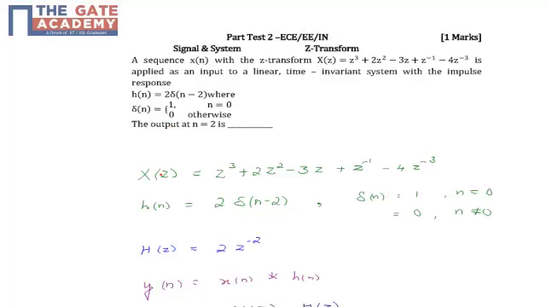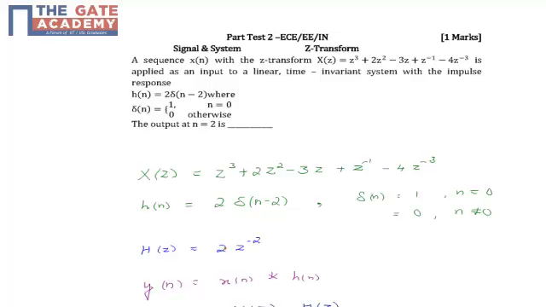So we are given that x of z is equal to z cube plus 2z square minus 3z plus z inverse minus 4z raised to minus 3, and h of n is equal to 2 times delta of n minus 2, where delta of n is equal to 1 for n equal to 0 and 0 otherwise. Fine. So first we will compute h of z.